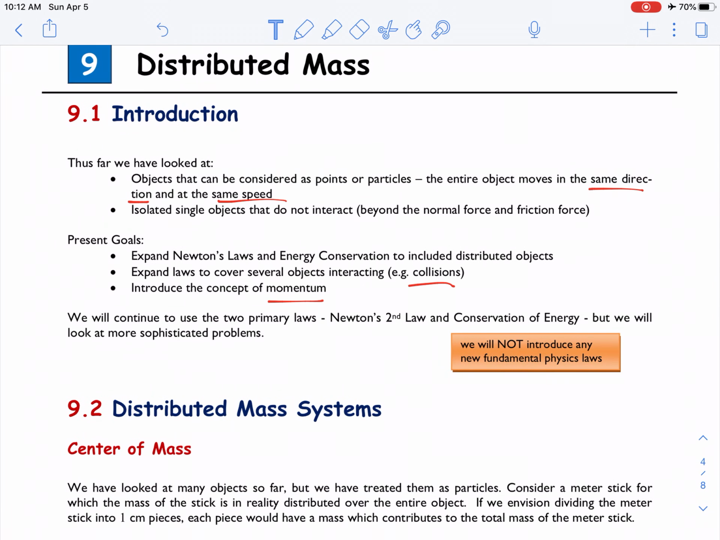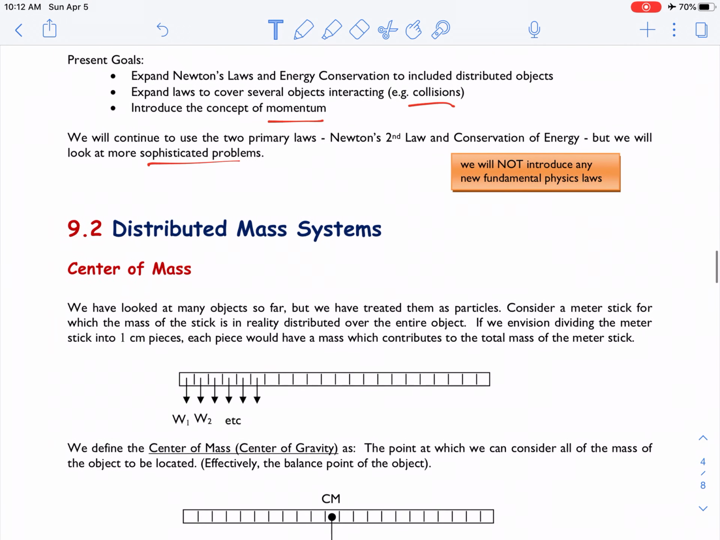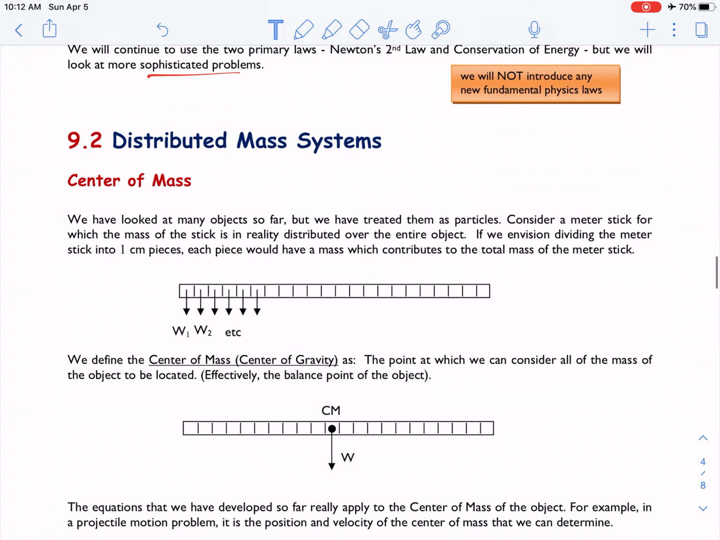And we'll continue to use two laws, the second law and conservation of energy. So we are not really making much changes in terms of equations. They may look different because of the symbols used and such, but they are based on those. So still, previous chapters are so important and everything really builds up. But again, the problems are going to be also much more sophisticated. But we are not introducing anything new, really. So what are distributed masses?